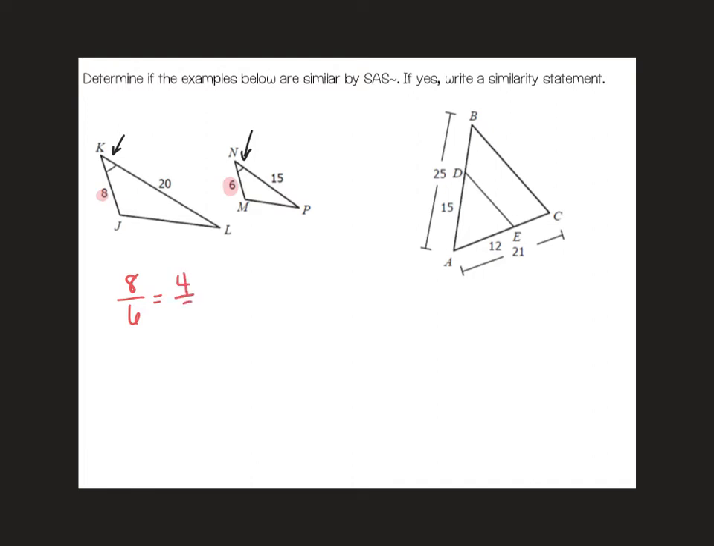When you simplify, this is 4/3. That means 20 and 15 correspond. When you simplify that, it's also 4/3. So these match up. We have our angles that are congruent in the middle of those. So this is side angle side similar. And then you could write a similarity statement.